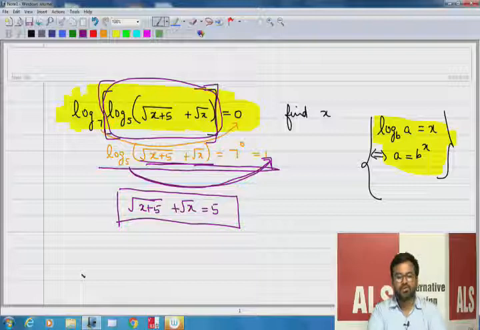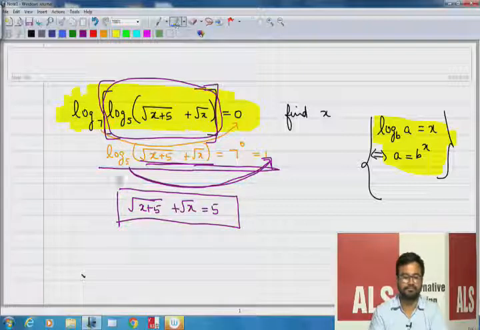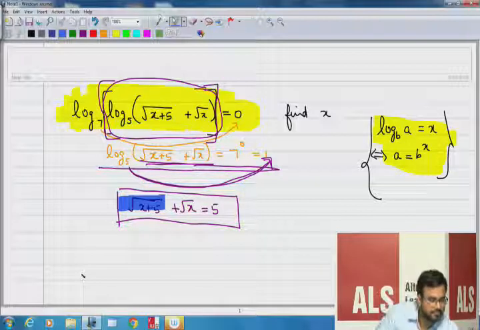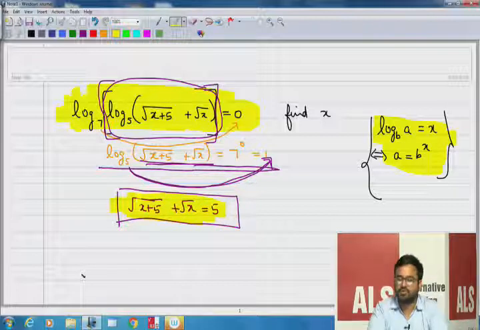Okay. Now, do you know how to proceed from here? How will you find the value for x from here, or should I guide you? This equation you have to solve. Root of x plus 5 plus root x is equal to 5. Try to solve this equation. How will you solve this one?